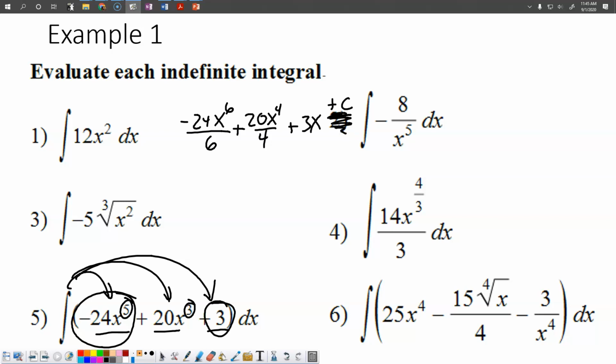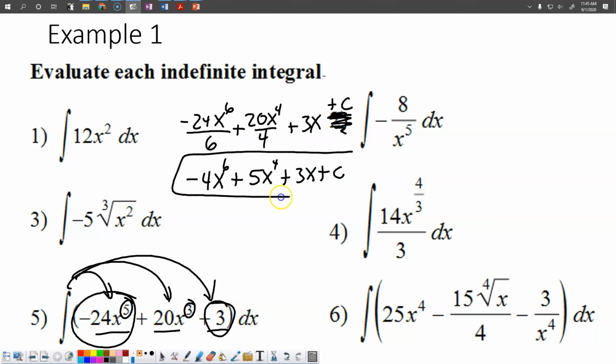Okay? Of course, I want you to reduce. So 24 divided by 6 is negative 4. 20 divided by 4 is 5. And once again, you can just check your work by taking the derivative of this thing, and you should end up with the original integrand there.